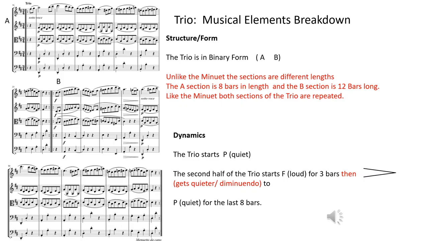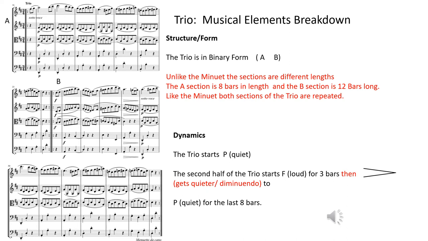Now we're going to have a look at the musical elements that make up the trio. Let's start with the structure or form of the piece. The trio is in binary form. Again, this means it has an A and a contrasting B section. I have marked these on the score to the left.